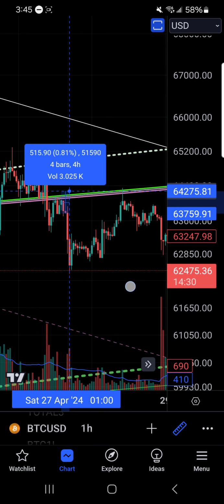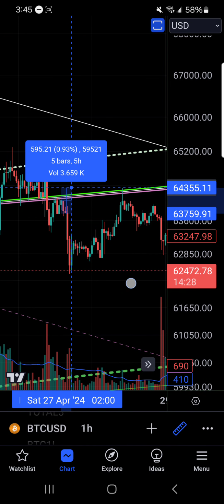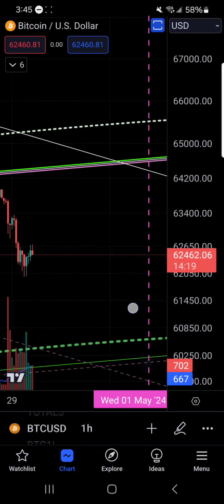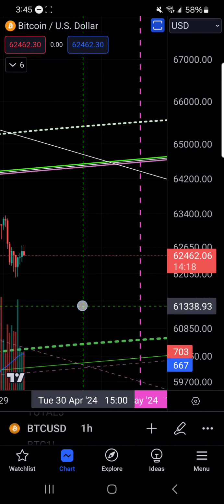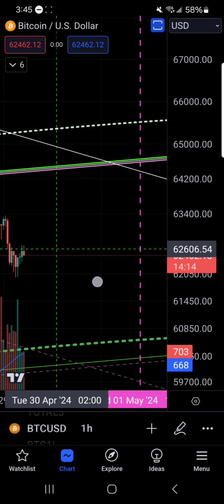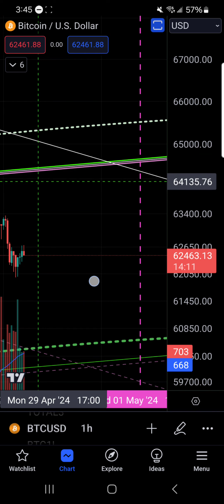Up 0.92%. And you get about 64,300. So that's where we will be at 1 o'clock today. And where is that number on this chart?